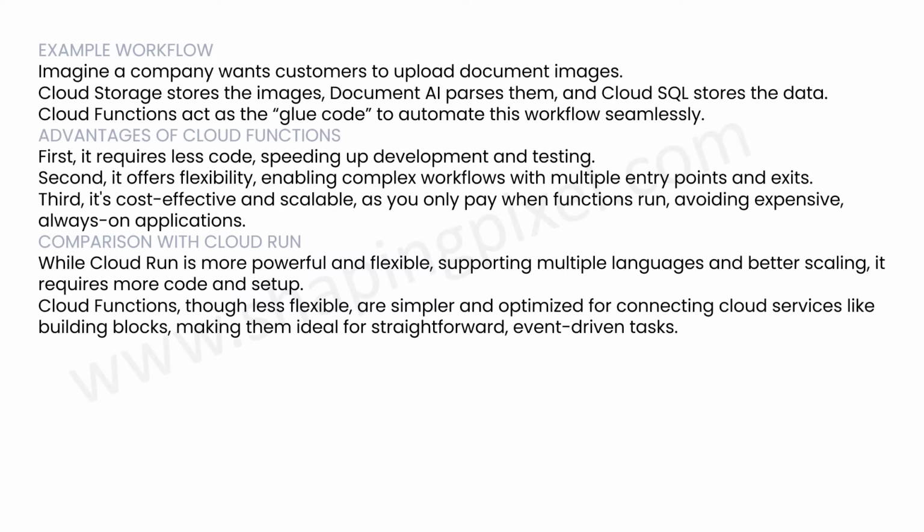Google Cloud Functions simplifies your cloud workflow by allowing you to trigger small bits of code based on events. This makes it easier to connect and orchestrate multiple Google Cloud services. Imagine a company wants customers to upload document images. Cloud Storage stores the images, Document AI parses them, and Cloud SQL stores the data. Cloud Functions acts as the glue code to automate these workflows seamlessly.